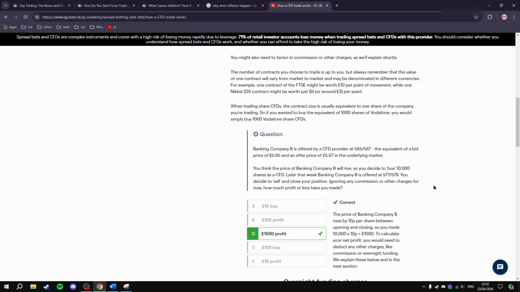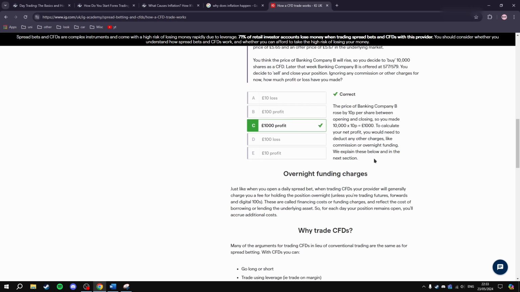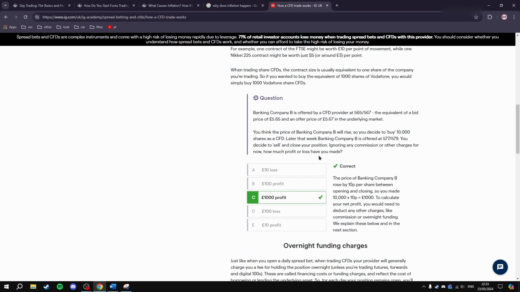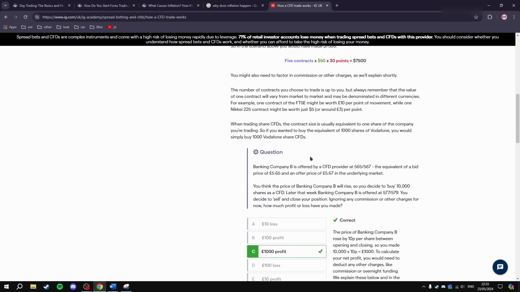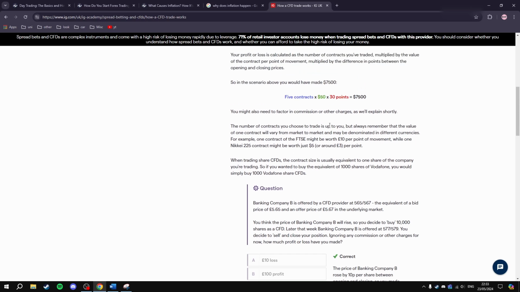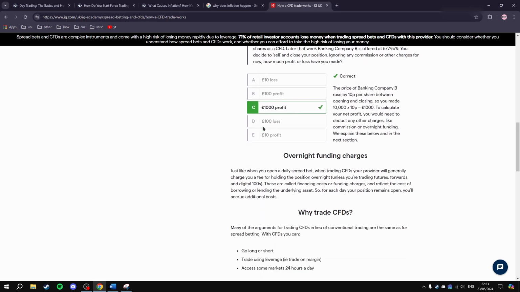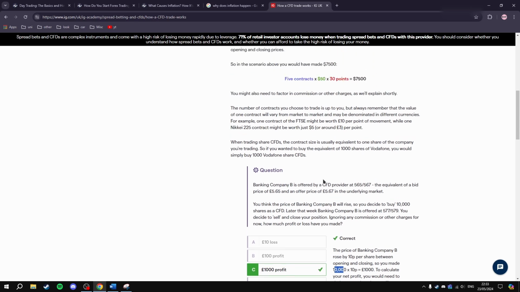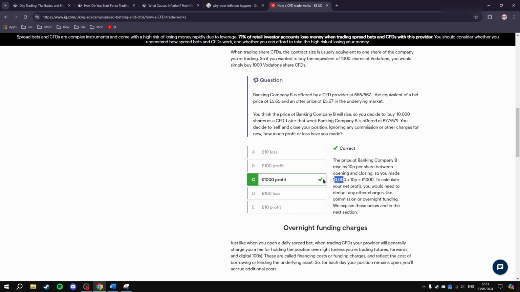Oh, so just 10,000 times by 10p. Okay, fair. I thought you would have to add like that, but we already know each move is worth 10 pence. Oh, right, okay, so that 10 pence is pretty much that. So that 10 pence is basically the value of the contract per point of movement. Right, okay, makes sense. And then we got the number of contracts.